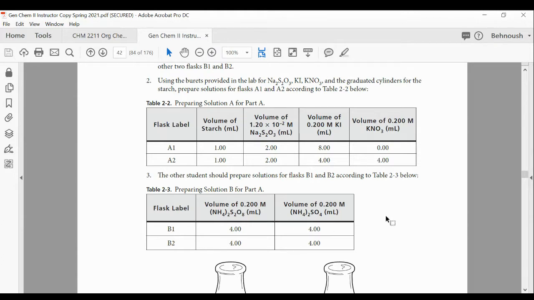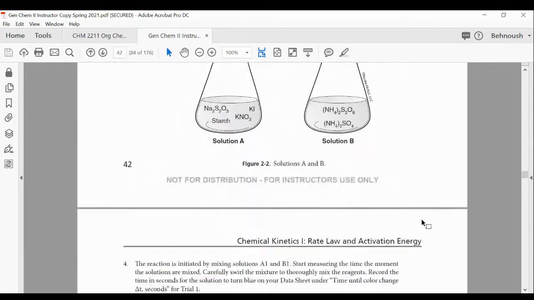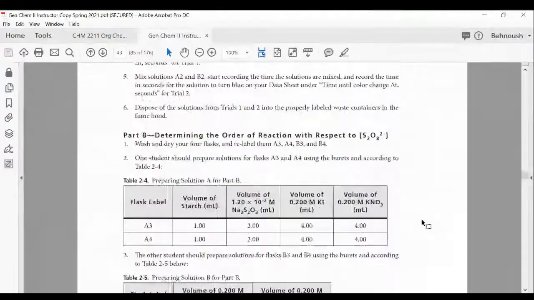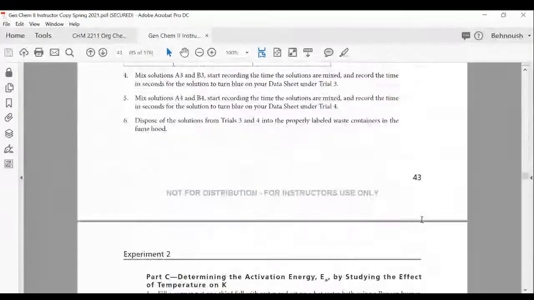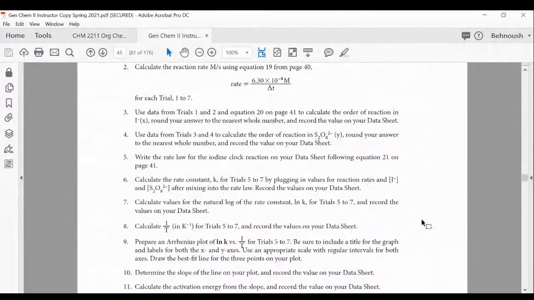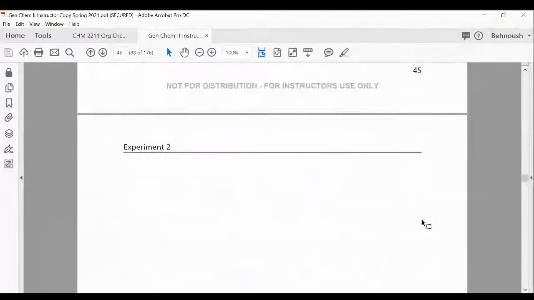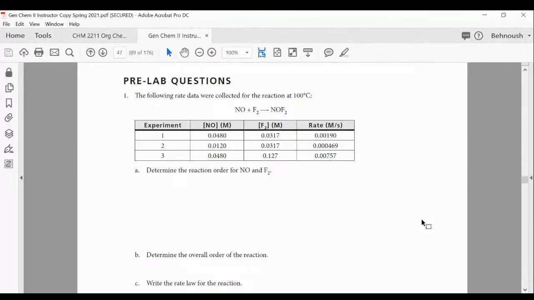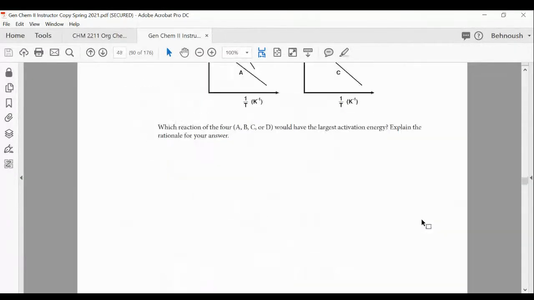Okay, so when you mix A1 and B1, the reaction is going to take place. The reaction that is taking place is between iodide and S2O8, right? So let me go to the data sheet.